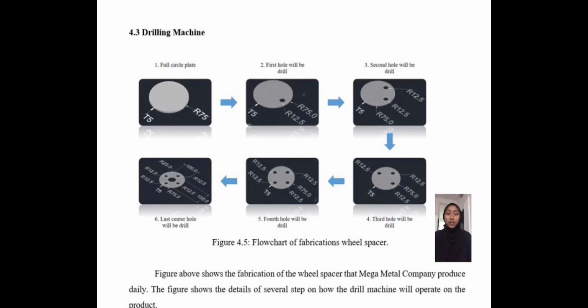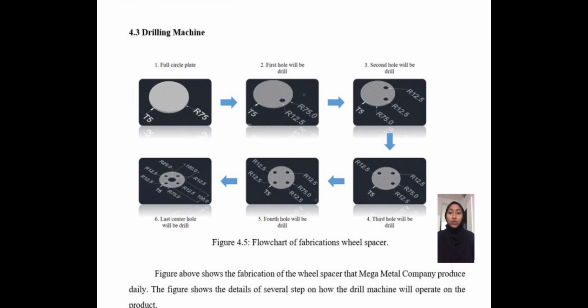Next is the explanation of the fabrication of the wheel spacer. The figure shows the details of several steps on how the drill machine will operate on the product. Firstly, provide the full circle plate with a thickness of 5 mm and a diameter of 150 mm. As the circle has 4 quadrants, the first quadrant will be the first hole that will be drilled with a 25 mm diameter, followed by a circle that is actually 100 mm diameter from the center, which means the pitch circle diameter of the wheel spacer is 100 mm.